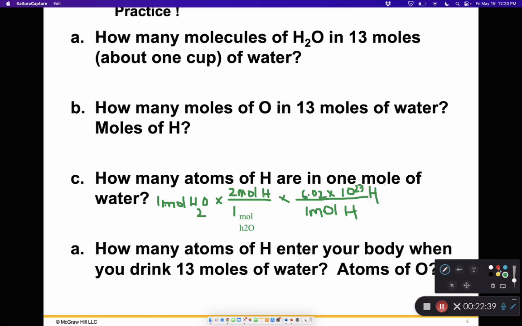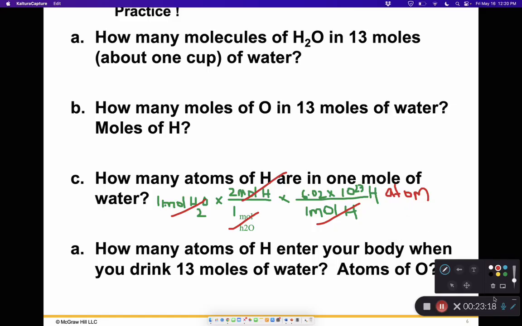Now you can check back whether you have set up this correctly or not. 1 mole of water cancels out, mole of hydrogen element cancels out, and at last you have hydrogen atoms. These are the individual hydrogen atoms present in 1 mole of water. So multiply 1 times 2 times 6.02 times 10 to the power 23. The answer will be 1.20 times 10 to the power 24. Okay, so that is the answer. Please check your answer.